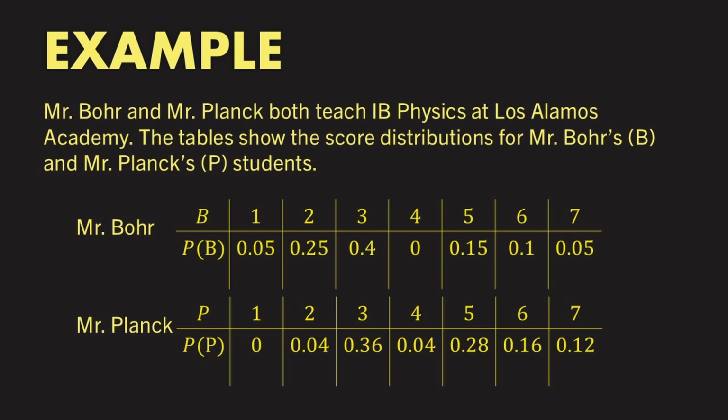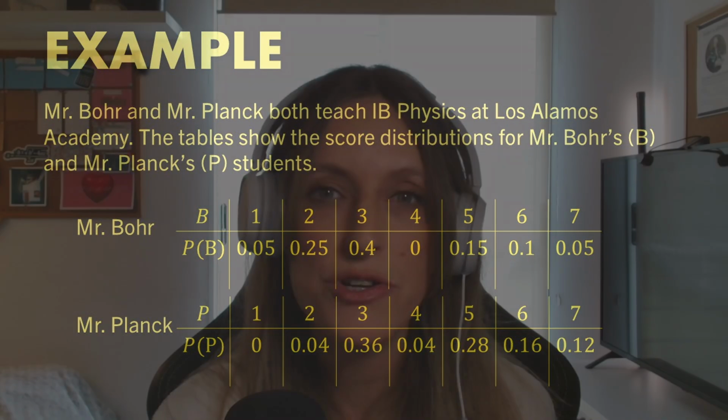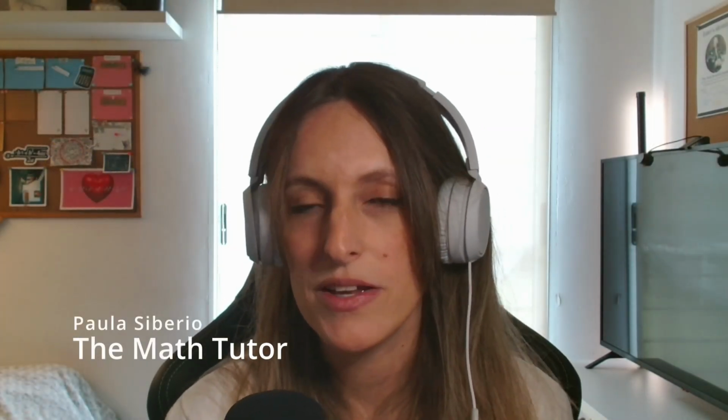So we have all the results that Mr. Planck's and Mr. Bohr's students got. The results of IB Physics go from 1 to 7, and we have the proportions, so we have the probabilities. For all their students, we know what proportion of them got a 1, got a 2, got a 3, etc. The information here is summarized. We don't have each student that got a 1, a 2, and a 3. What we have is the proportion of each of the numbers.